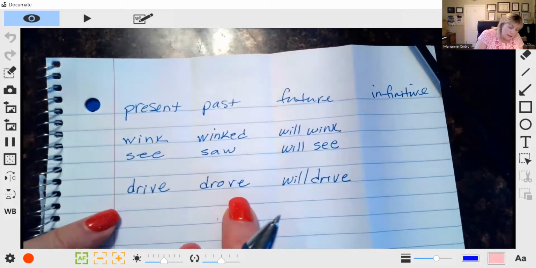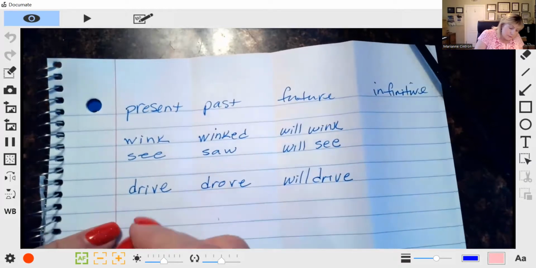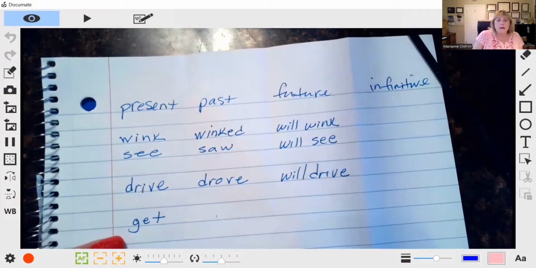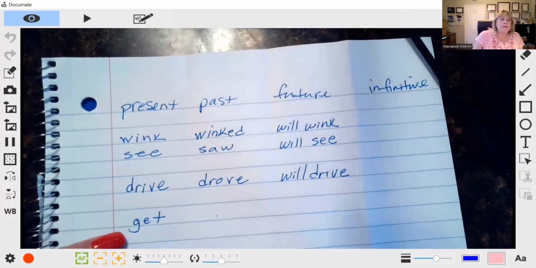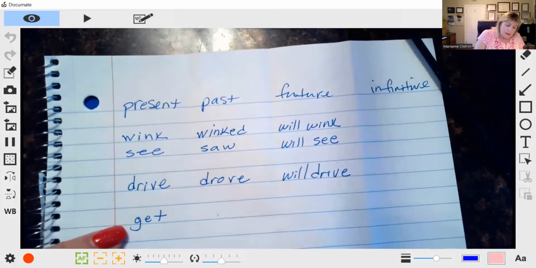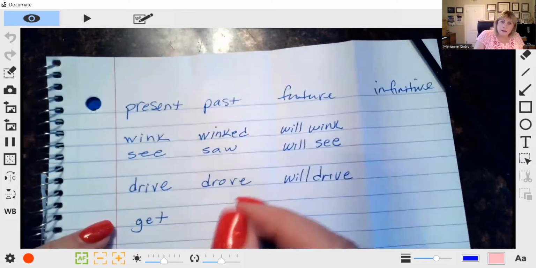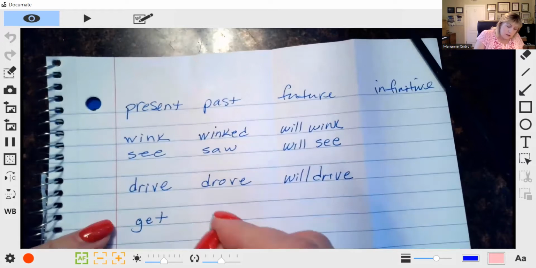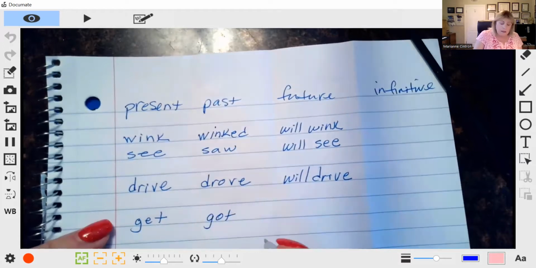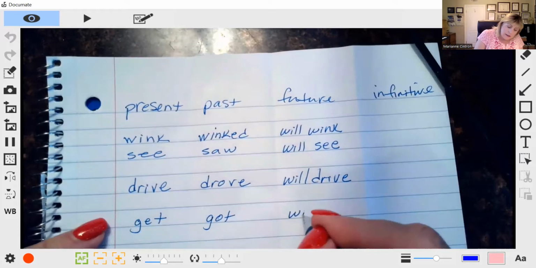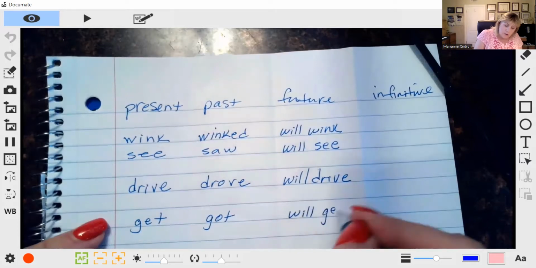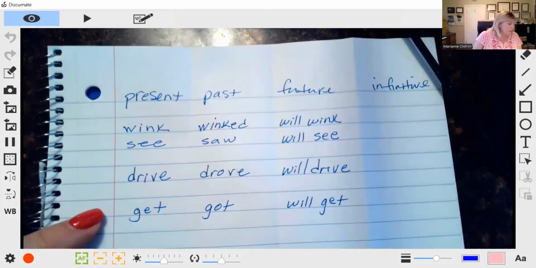So the next word is get. I get a phone call every day from my best friend. Yesterday, I got a phone call from my best friend. Tomorrow, I will get a phone call from my best friend.